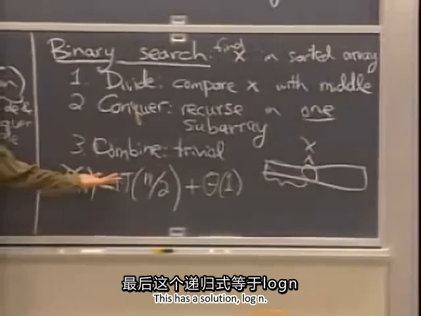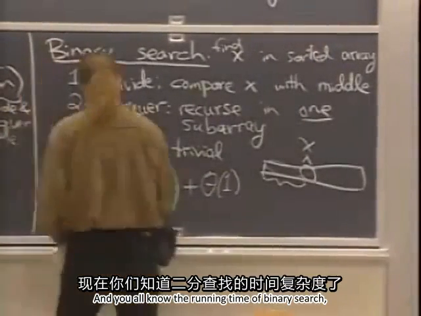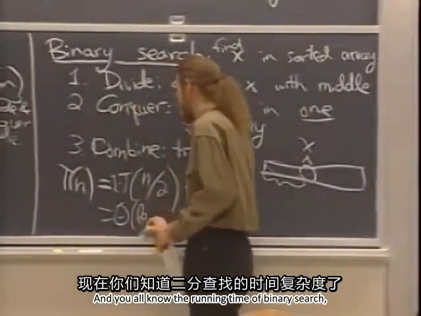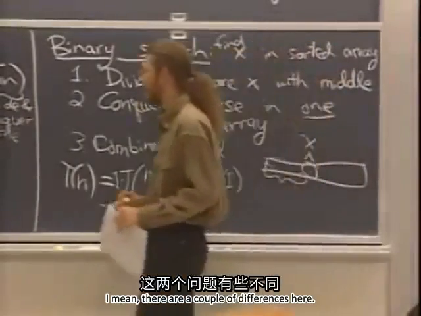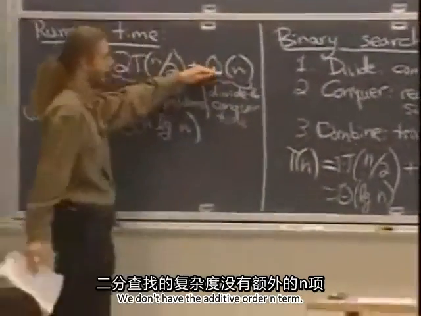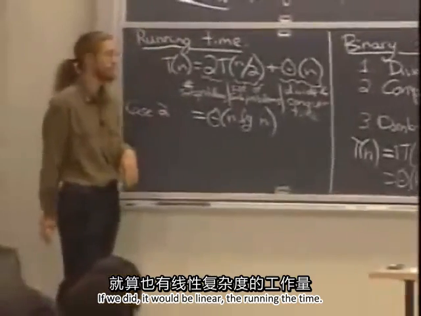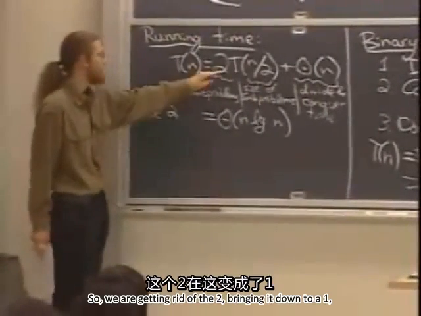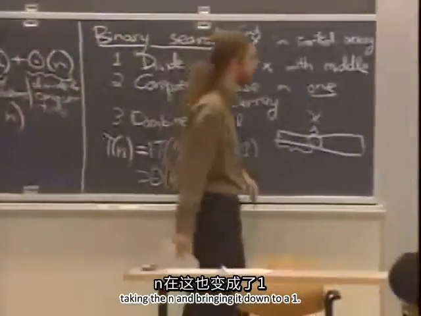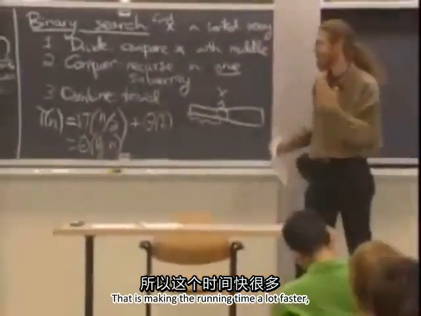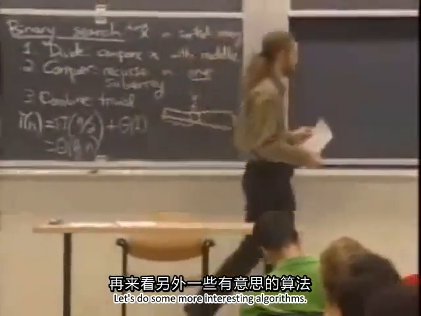This has solution log n. And you all know the running time of binary search, but here it is by solving the recurrence. There are a couple of differences here. We don't have the additive order n term. If we did, the running time would be linear, still better than n log n. So we're getting rid of the 2, bringing it down to a 1, taking the n, bringing it down to a 1. That's making the running time a whole factor of n faster. Okay, no big surprise there. Let's do some more interesting algorithms.